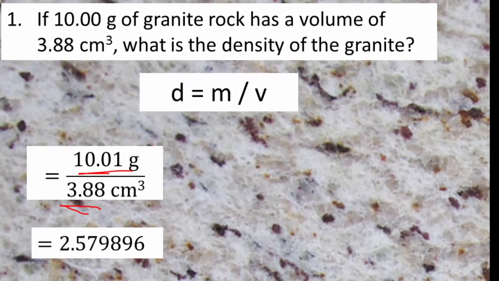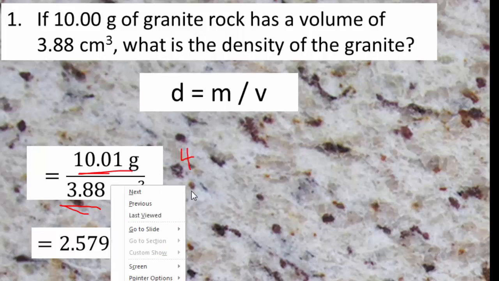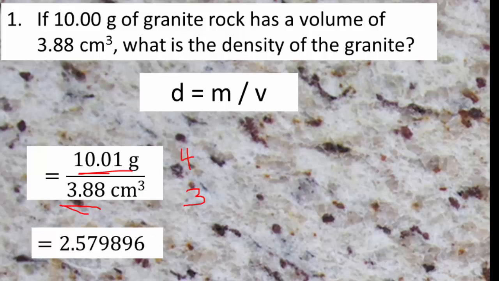2.579896. Now you want to get full credit for this, so in chemistry what you want to always do is provide an answer with 2 things. The units, the correct units, and the correct number of significant figures. So let's look at the significant figures first. We see the number on the top has 4 significant figures. The number on the bottom has 3 significant figures.